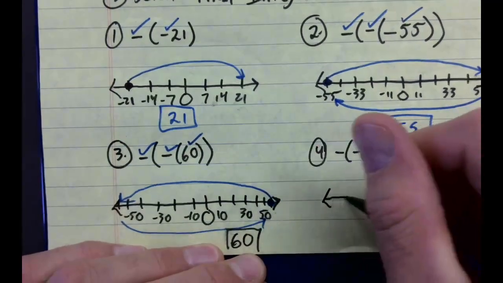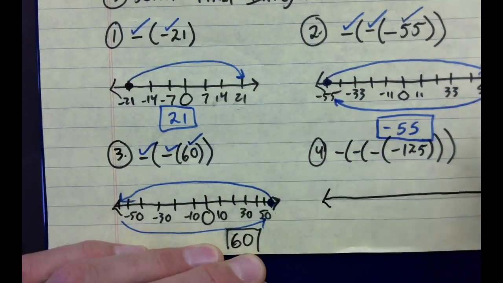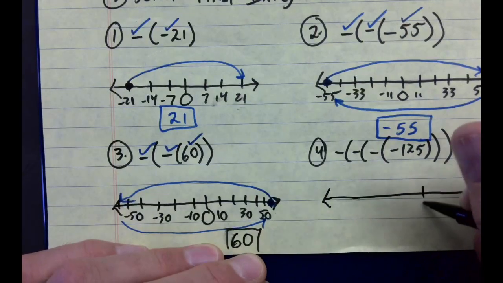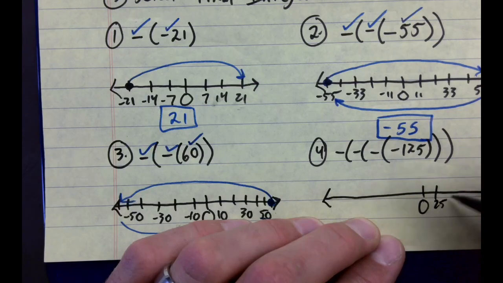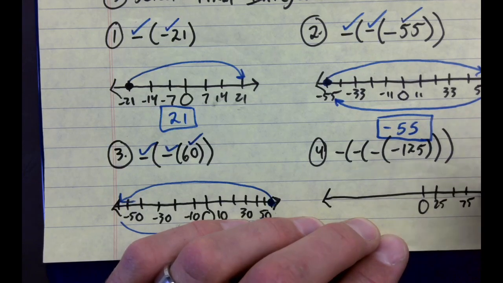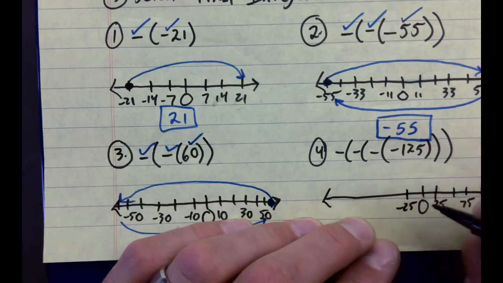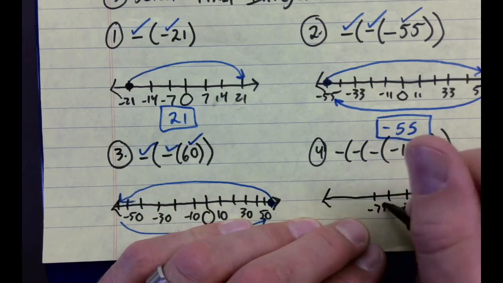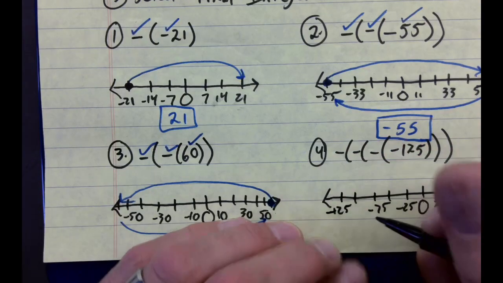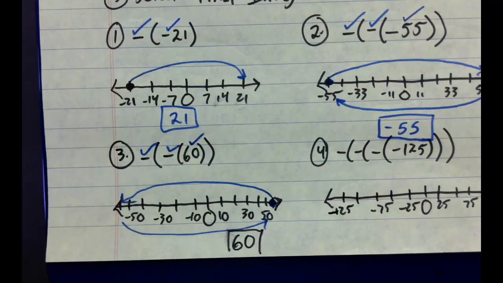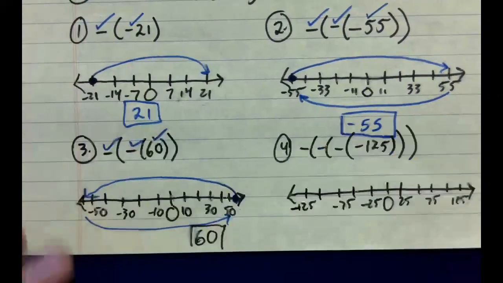So just skip a couple lines, draw your number line. All number lines start at 0, and this would be easy to get to by 25. 25, 50, 75, 100, 125. Negative 25, negative 50, negative 75, negative 100, negative 125.